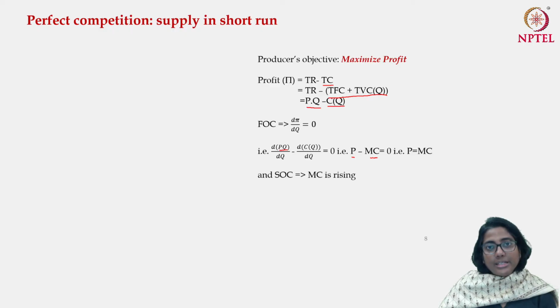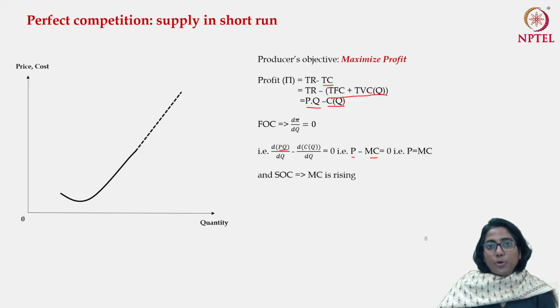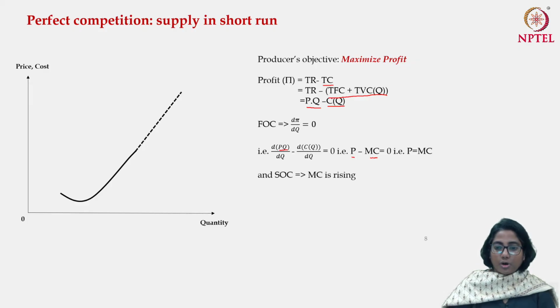So that again means as you increase the quantity produced, the marginal cost should be rising. So it simply means that your profit maximizing output should be on the upward rising part of the marginal cost curve. Now this is the marginal cost curve. This is how it looked.